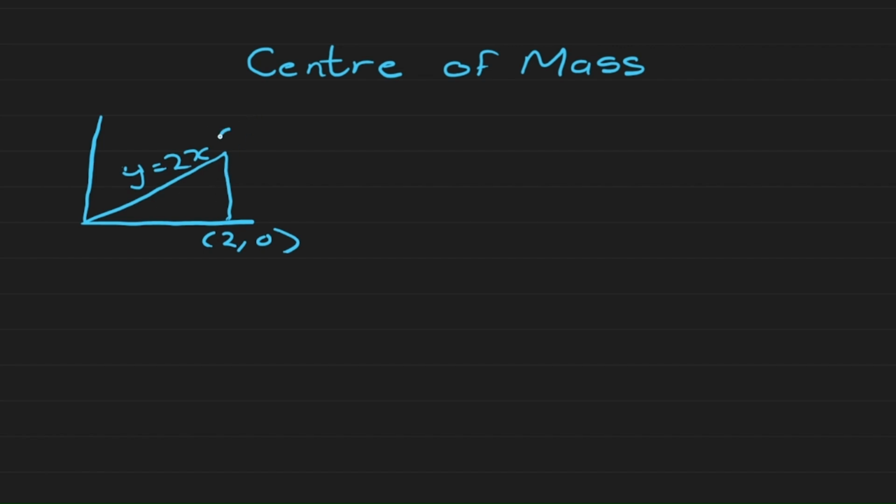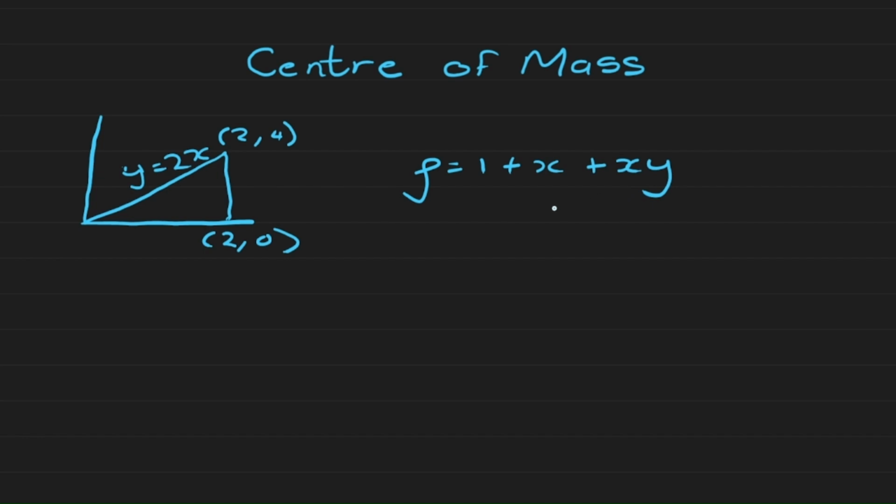And the point where these two lines intersect is (2, 4): x coordinate of 2 and y coordinate of 4. So we have this region here and we want to find the center of mass, or the center of gravity, of it. What's important in this example is to note that the density of this object is variable. We are told that the density is governed by the function 1 + x + xy.